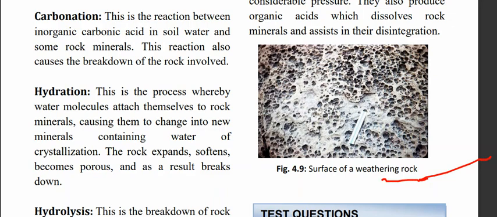In our next lecture we will look at the importance of weathering and the uses and importance of rocks.